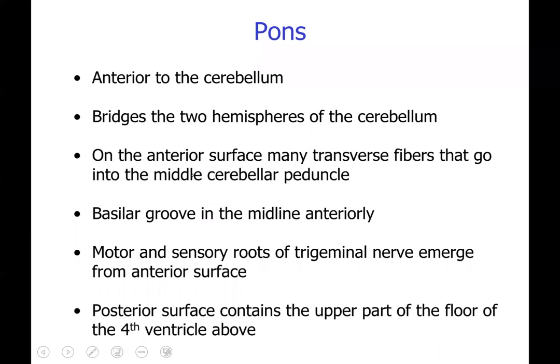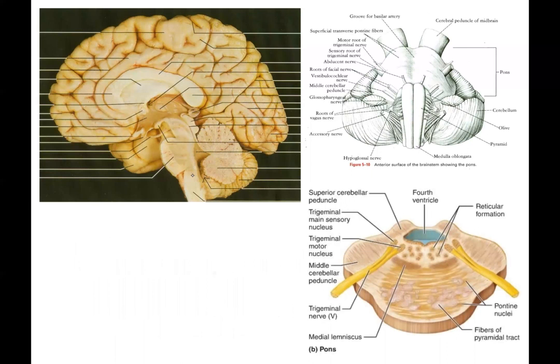Okay, the pons. So the second part of the brainstem is the pons. It is anterior to the cerebellum and bridges the two cerebral hemispheres. Again, it's something you can tell just by looking at it. I will not read this, I will just show you and describe it.